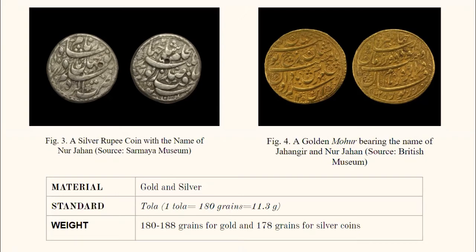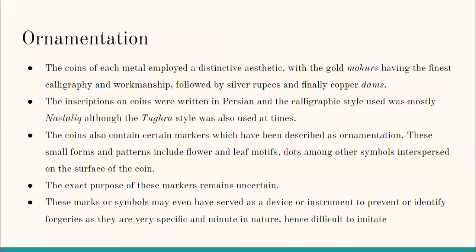Now, ornamentation. The coins of each metal employed a distinctive aesthetic, with the gold mohurs having the finest calligraphy and workmanship, followed by silver rupees and finally the copper dams. The inscriptions on coins were written in Persian and the calligraphic style used was mostly Nastaliq, although the Tughra style was also used at times.